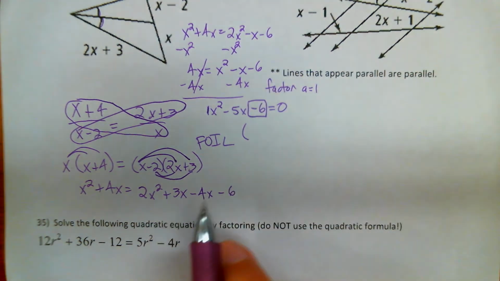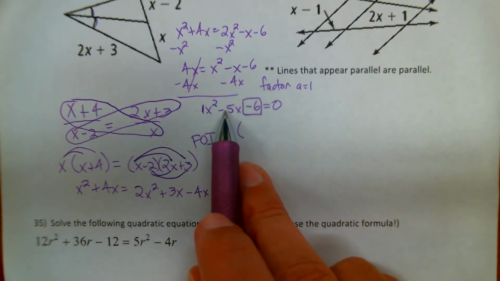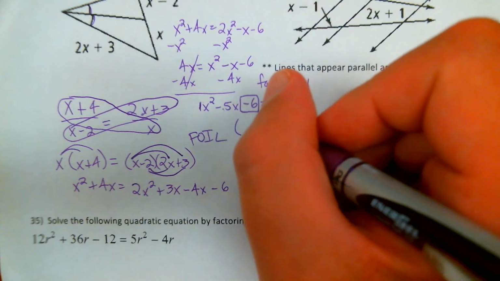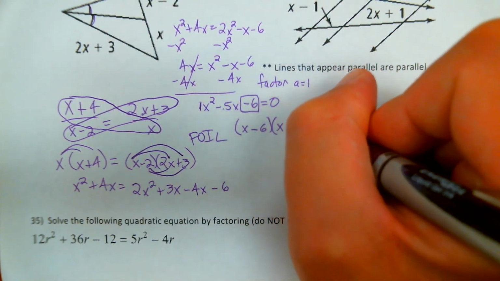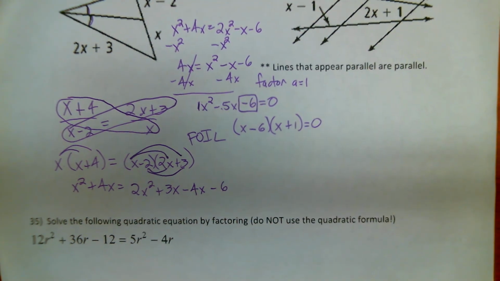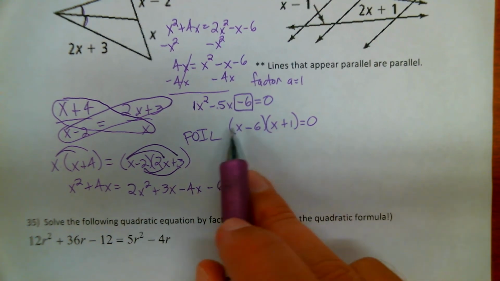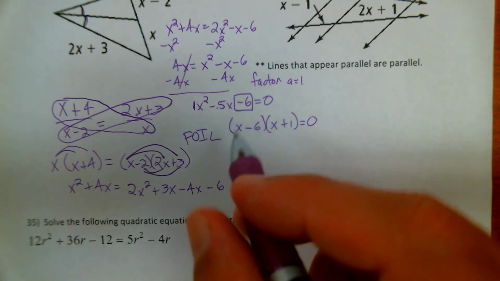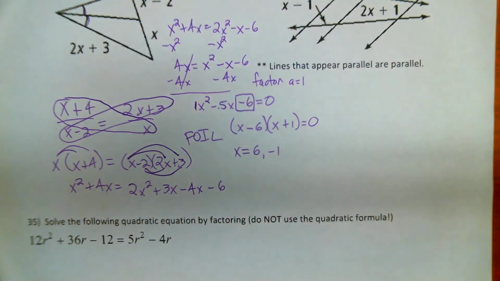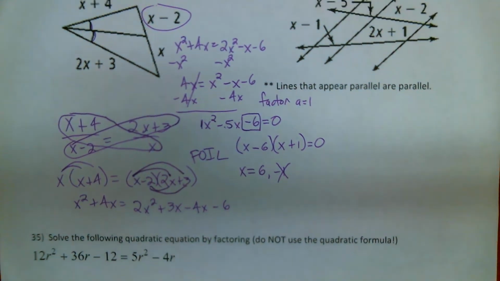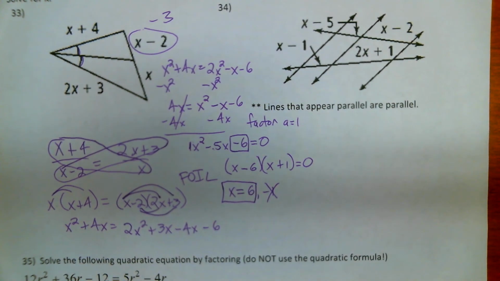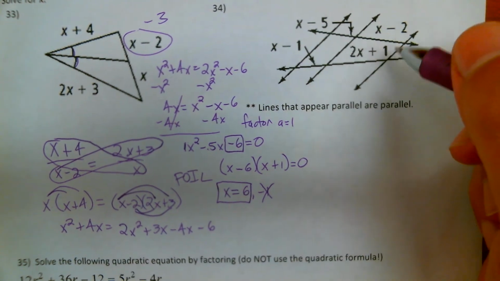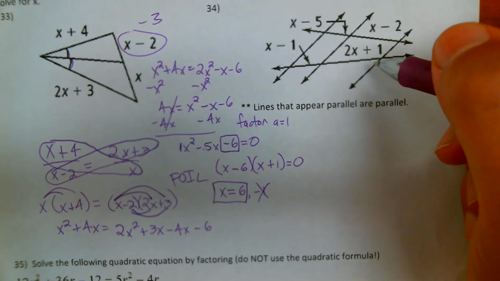Okay, now which one's positive, which one's negative? The sign of the middle term tells you the sign of the bigger one. So the bigger one, 6, has to be negative. So this is going to factor as x minus 6 and x plus 1. Okay, FOIL it back out if you're not sure. First, outside, inside, last. Flippy flip, I get x is equal to 6 and negative 1. Negative 1 does not work because negative 1 minus 2 gives me negative 3. I can't have a negative length, so the only one that works is 6. X is 6.